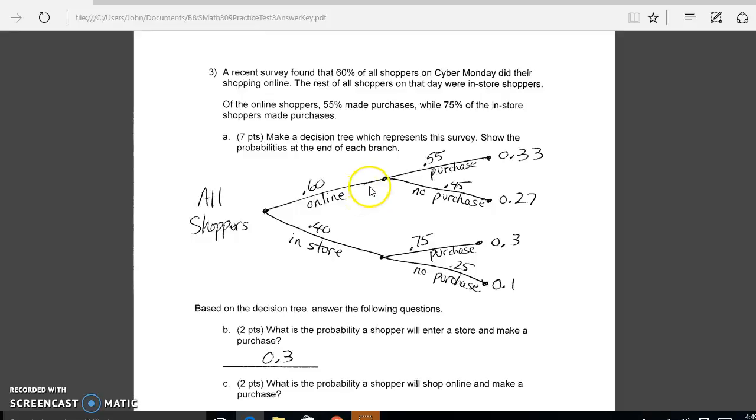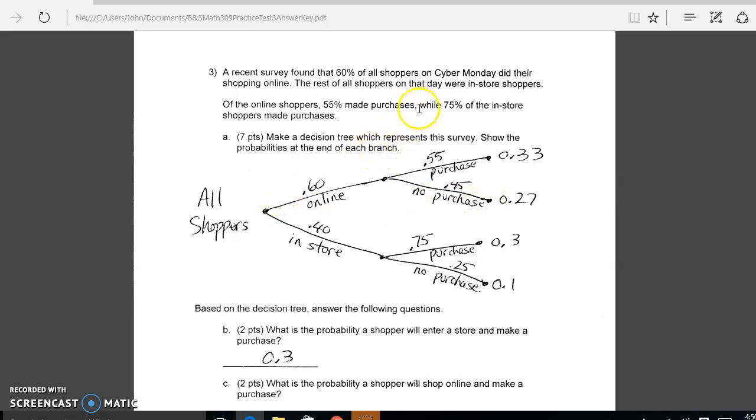55% made purchases. So that 55% is represented by this branch here as a decimal number 0.55. These shoppers made purchases. 55% made purchases, that means 45% of the online shoppers made no purchase, and that 45% is represented by this branch right here, 0.45, made no purchase.